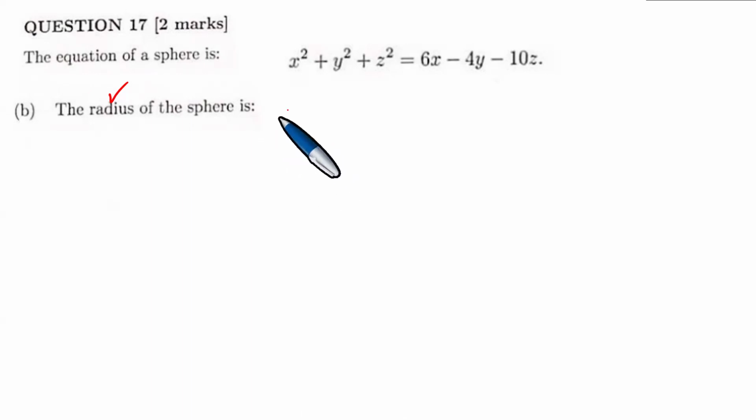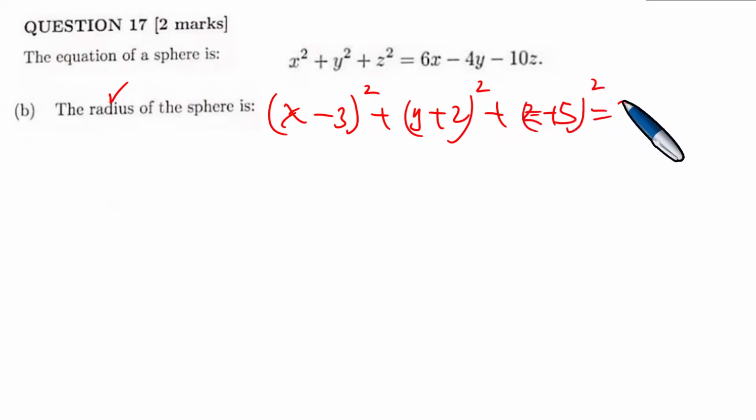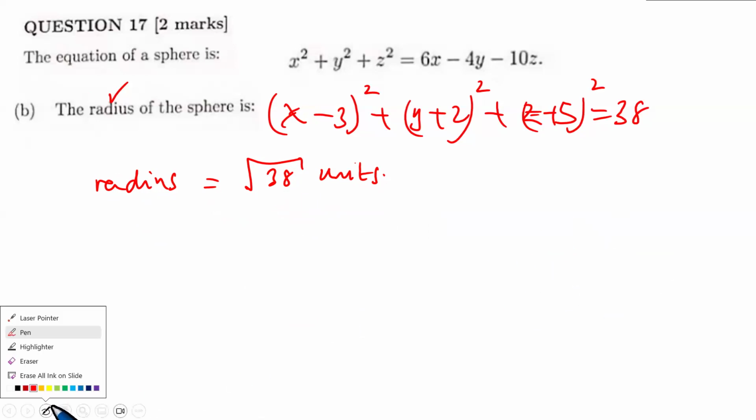Good. Because you saw that we had x minus 3 squared, y plus 2 all squared, z plus 5 all squared equals 38, giving us the radius. The radius becomes the square root of 38 units. So what is the radius of the sphere? It is exactly the square root of 38 units. Any question? Obviously, I'm sure that you're able to understand that one, right?